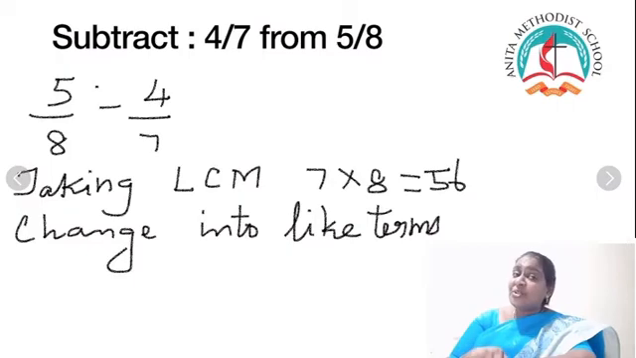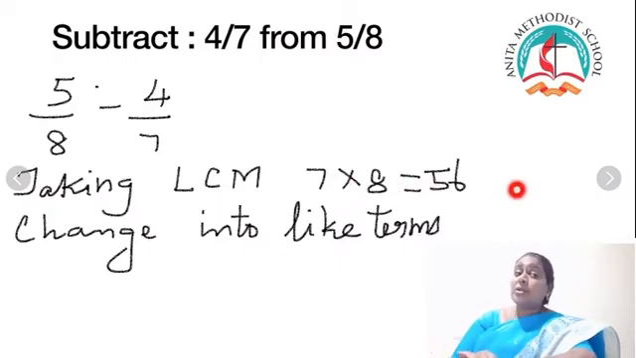What to do? You have to change into like. For that, what you should do? You have to find out the LCM. What is the LCM, children? See, both are 8 and 7. So, just you can multiply. So, taking the LCM of 7 and 8, 7 8s are 56. Okay?